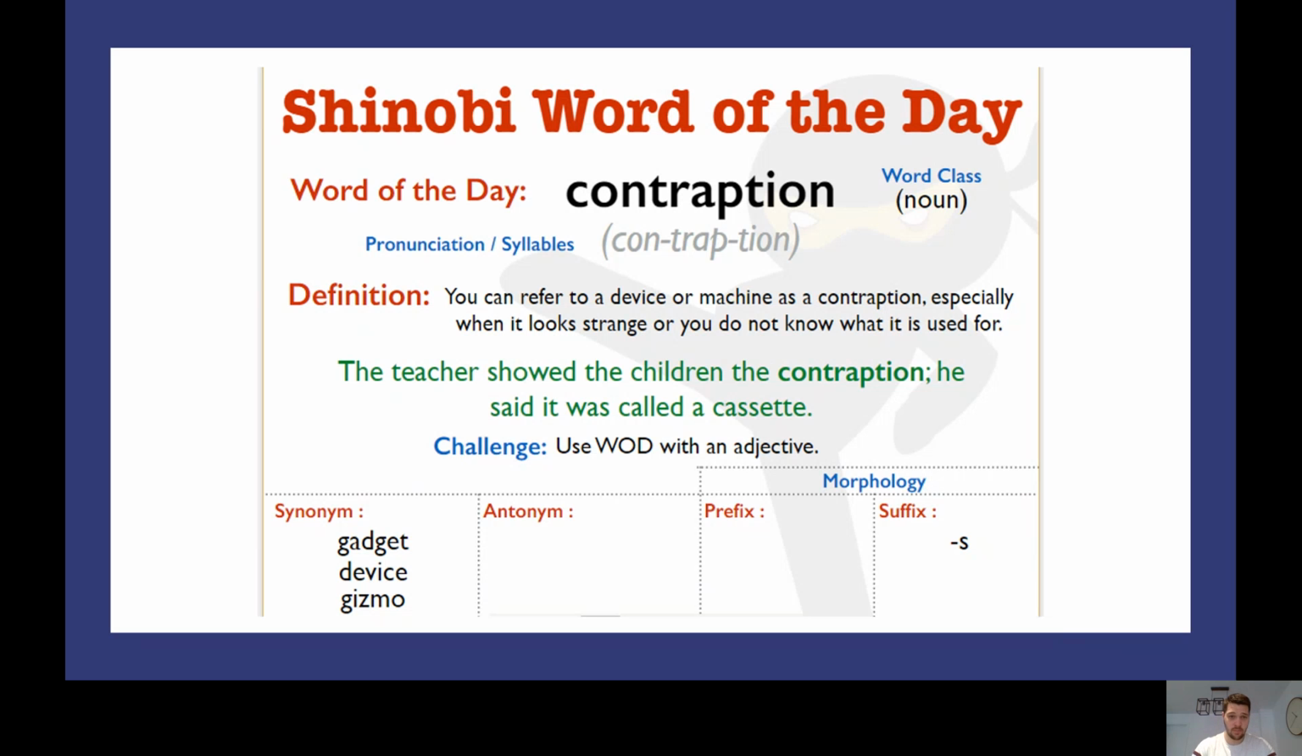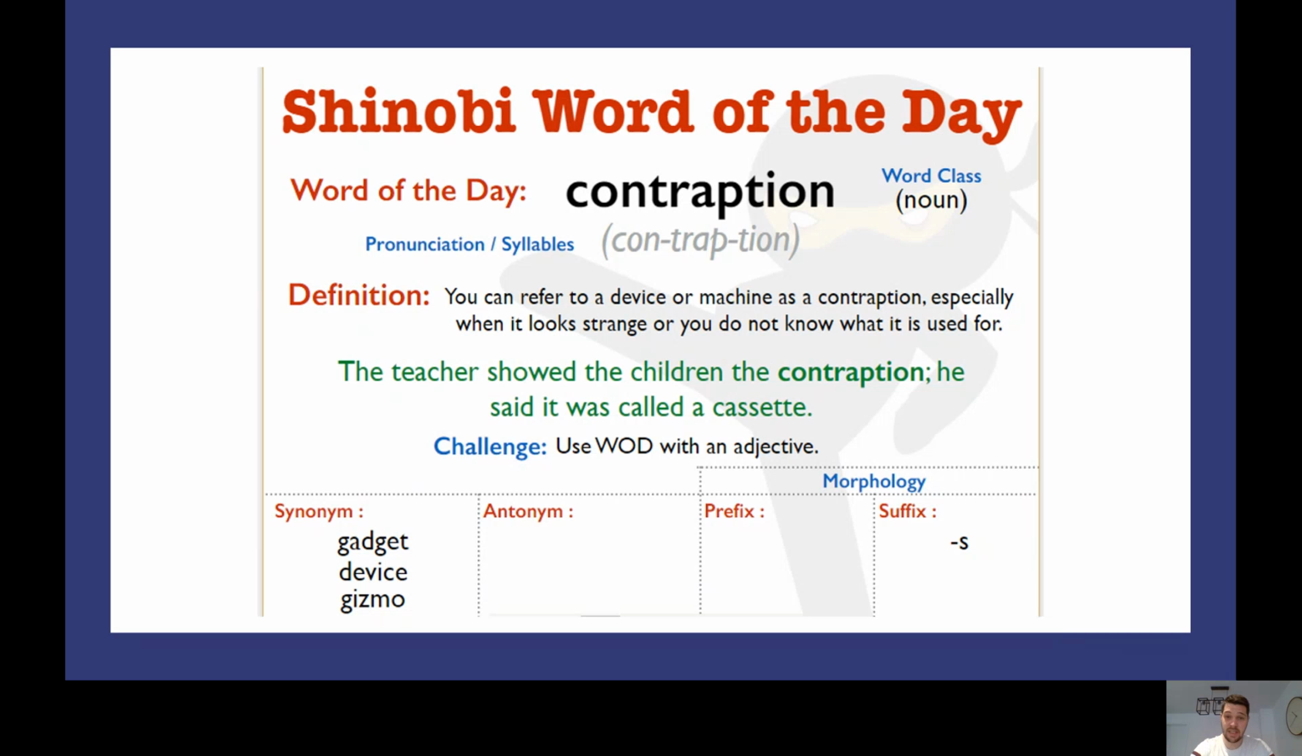So the definition of contraption was you can refer to a device or machine as a contraption, especially when it looks strange or you do not know what it is used for. So the teacher showed the children the contraption. He said it was called a cassette. Bit of humour in there because a cassette or cassette player is an old way of listening to music which you've probably never heard of or seen or used before.